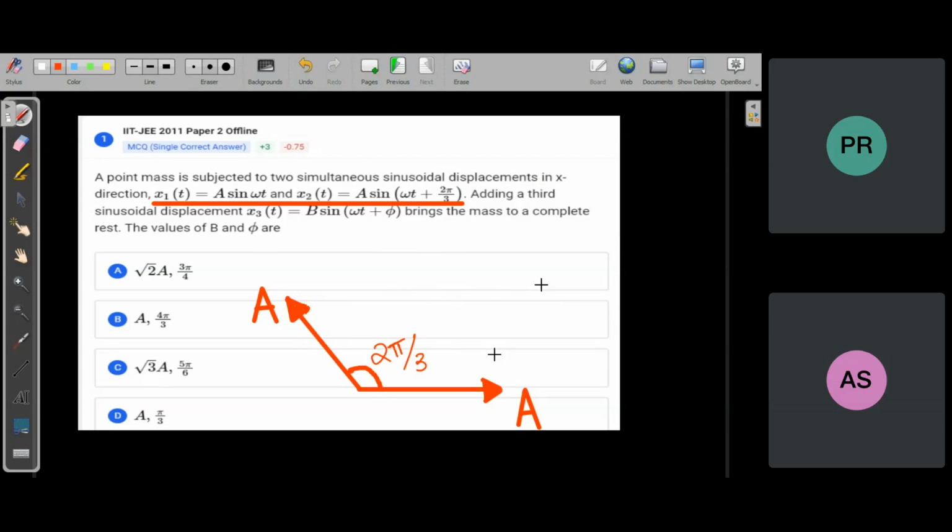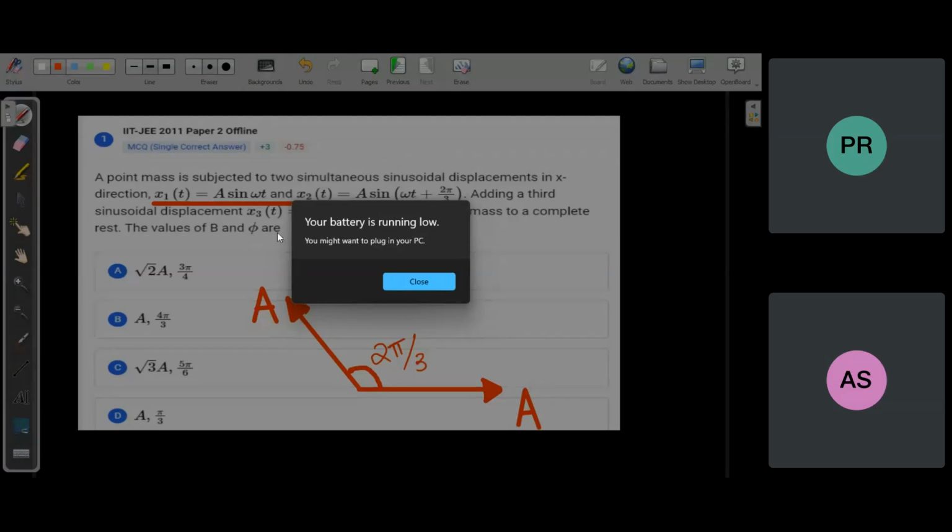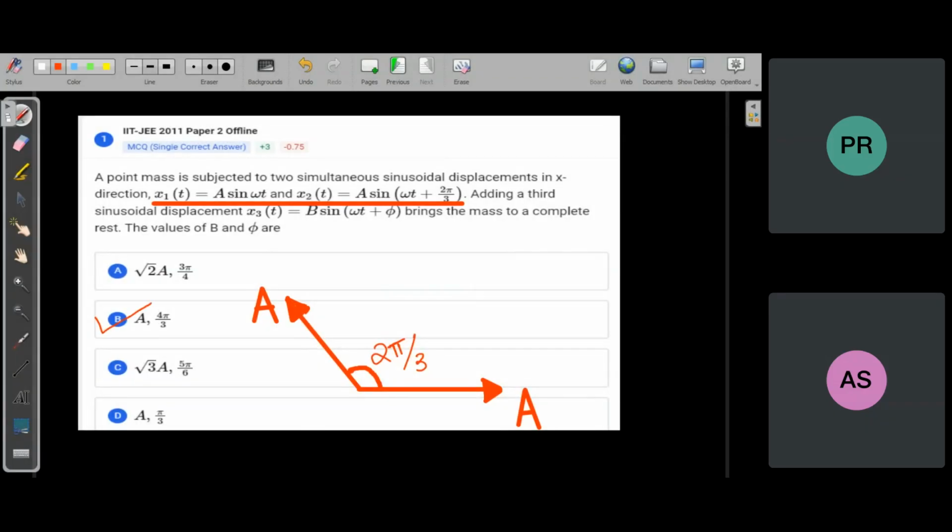The resultant amplitude will be A. Resultant of these two will be A. So what is the answer to this question? B. Yes, that is the correct answer.